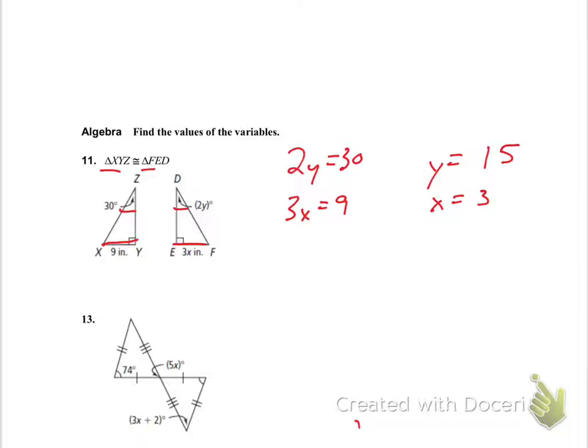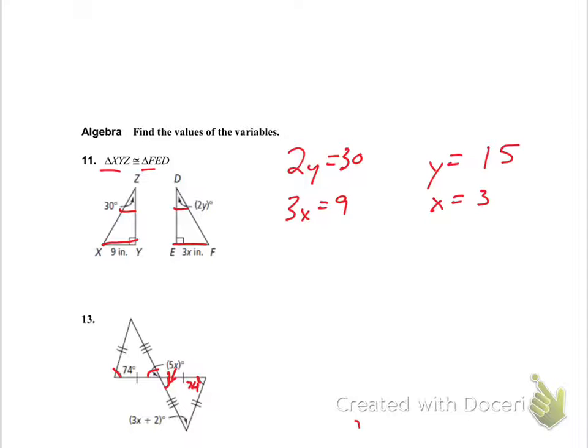All right, same thing here. I know this is 5x, and this is going to be the same as 5x, but we need to find what the actual variables are. So let's take a look here. Okay, so first off, this angle is going to be equal to this angle because they have that mark, so that's going to be 74. So then I know that this is also going to be 5x.